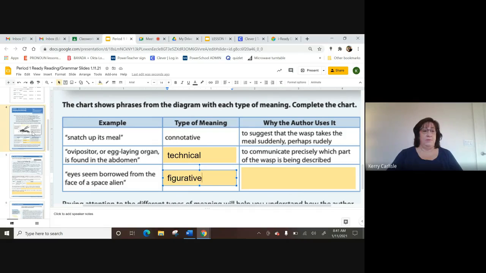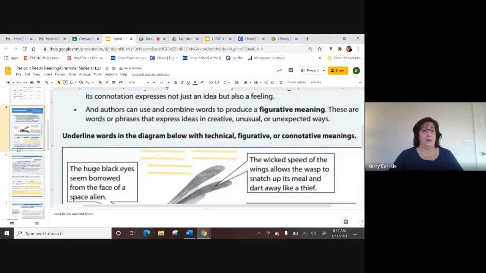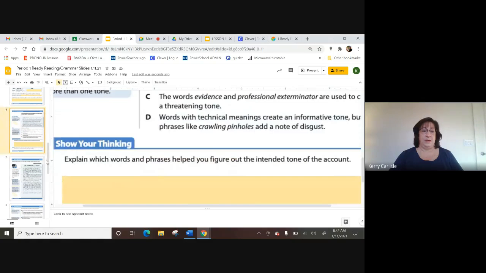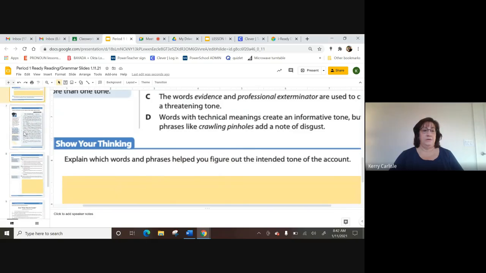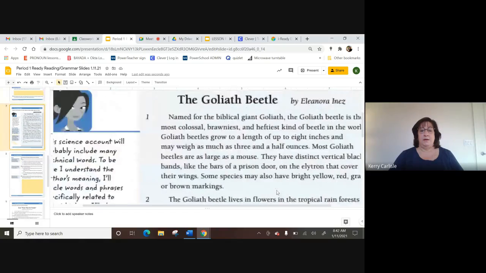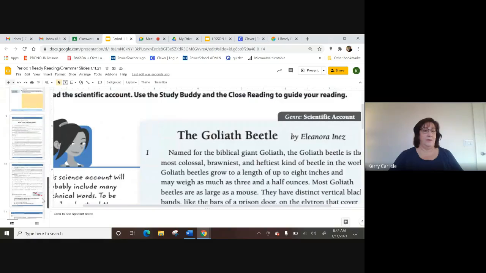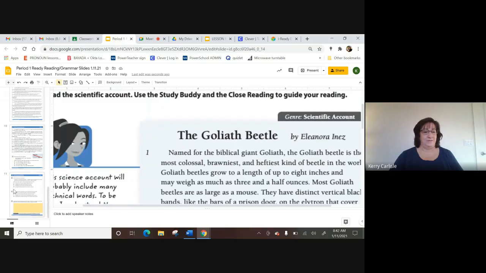So read carefully through and participate in these parts right here. On Thursday, I'll do more looking at this. If you can have a good start on it, or if you want to come and work with me individually, I can go through this part with you more. You'll see there's a reading with a short explanation, and there's two readings this time, and they're about different things. This is the Goliath beetle, and I hope you like bugs because that's what we're reading about this week.